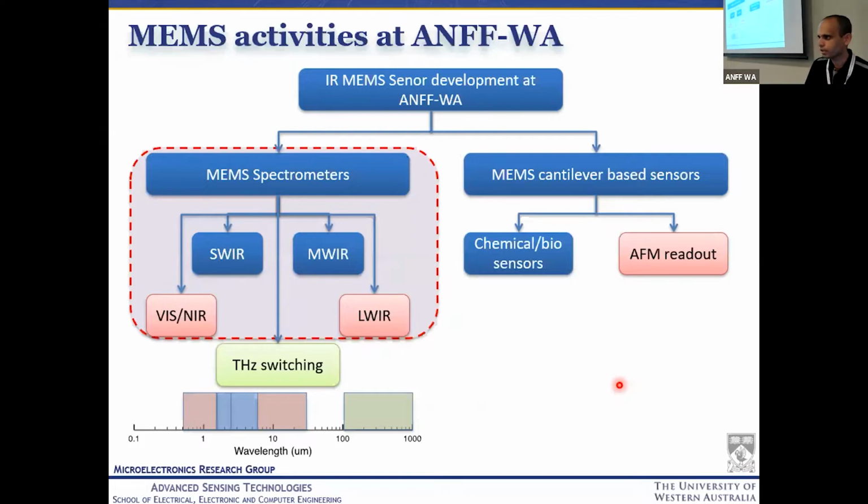The ANFF has MEMS sensor development in two major areas: MEMS spectrometers and MEMS cantilever-based sensors. Yesterday, you saw one presentation based on the MEMS cantilever-based sensors, and today I'm presenting the MEMS spectrometer. This morning, my colleague Nima presented our work done on the focal plane array. So combining the focal plane array with the MEMS spectrometer, we are moving towards developing an in-house capability for adaptive focal plane arrays. Our MEMS spectrometer technology has evolved over several years, and now it covers a wide range of wavelength operations: visible, near, shortwave, midwave, and long wave infrared, and terahertz as well.